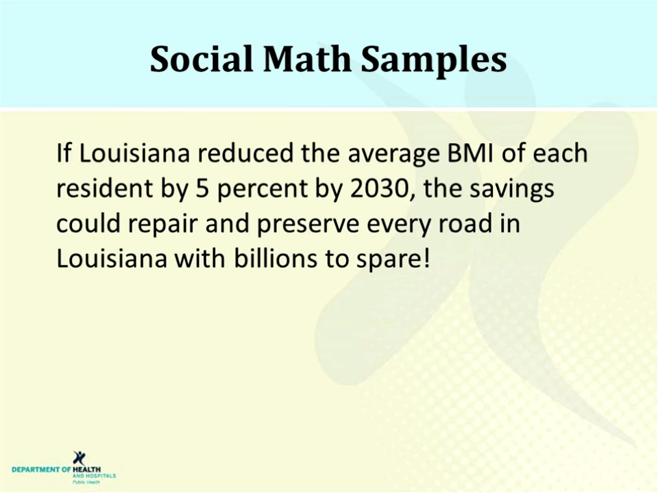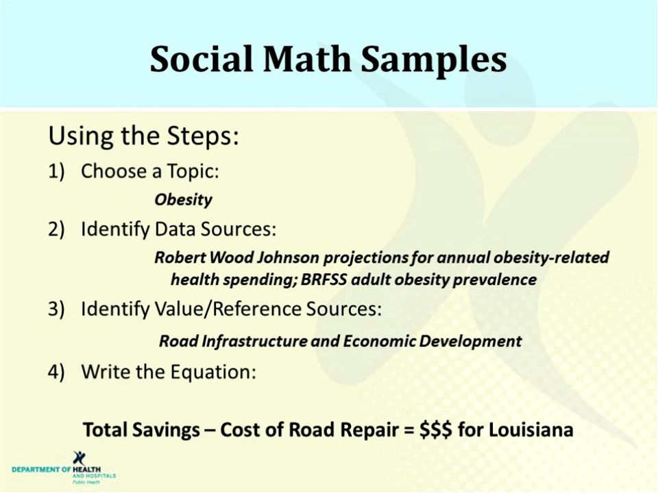So at this point, I'm going to lead you all through two social math examples and how we got there. So here's one of our examples. If Louisiana reduced the average BMI of each resident by 5% by 2030, the savings could repair and preserve every road in Louisiana with billions to spare. So how did we get here? I'm going to go back to those steps that I talked about a few slides ago, and hopefully that will help lead us through how we got to this example.